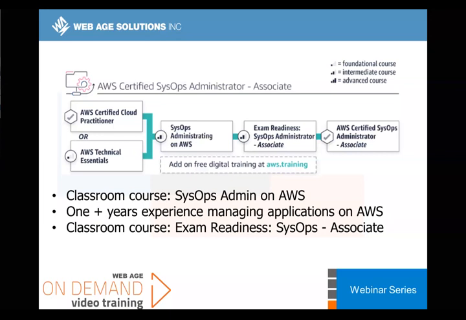And Associate tier number 3 is the SysOps Admin. It starts again the same with the Practitioner and Technical Essentials. We've got Systems Operations on AWS. We've got the exam readiness course, and then you go for the certificate. Again, between the SysOps administrating on AWS and the actual exam, you should have a year's experience. And that year's experience is going to give you the ability to absorb the knowledge that you learned in the courses and actually put it to use. Nothing really replaces putting that knowledge to use, unless it's a focused session like we're going to talk about later in this chapter.